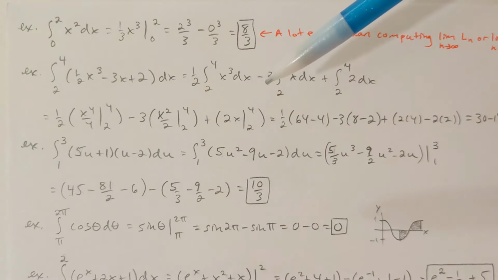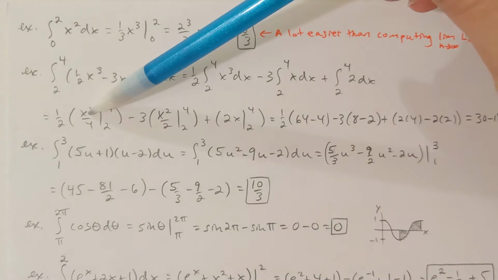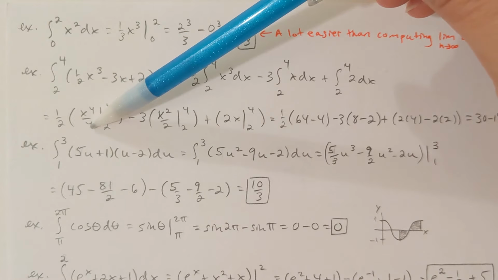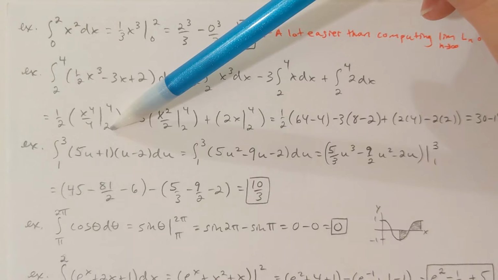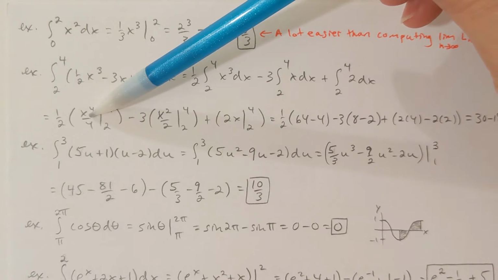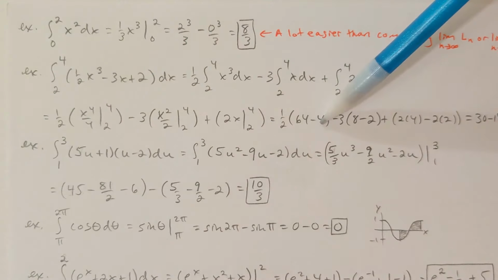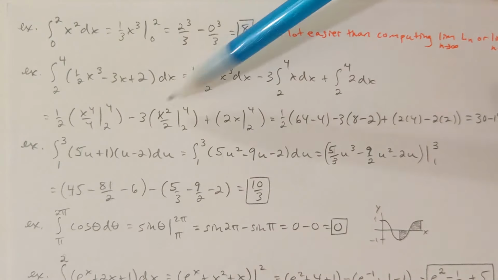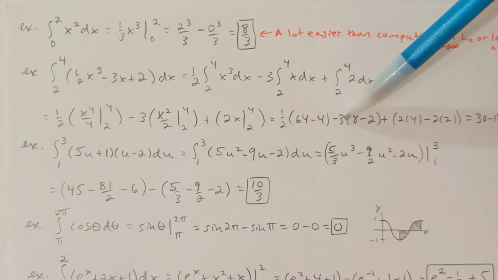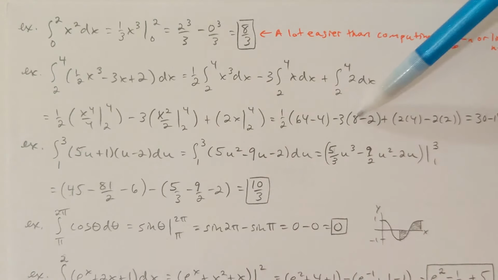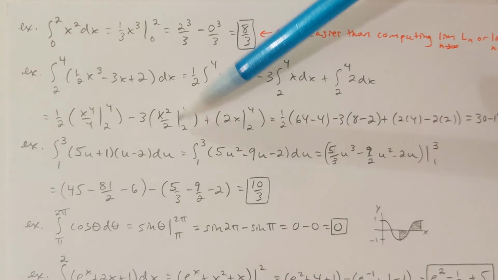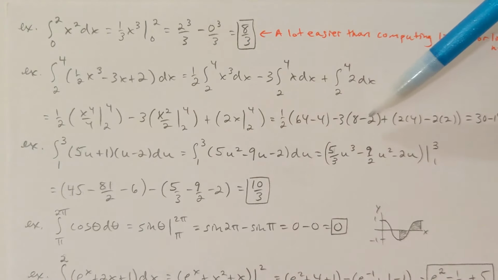Now I'm going to plug in my bounds. So when I plug in 4, 4 to the fourth divided by 4 is 4 cubed, that'd be 64. Minus, when I plug in 2, 2 to the fourth is 16, divided by 4 is 4. I want 1/2 of that whole thing. Minus 3 times the quantity, when I plug in 4 here, 4 squared is 16, divided by 2 is 8. Minus, when I plug in 2, 2 squared is 4, divided by 2 is 2.